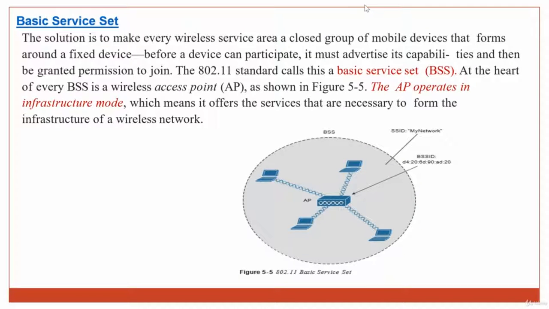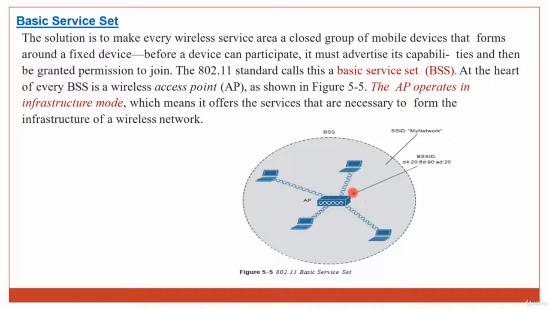So in the diagram, you can see that first of all, you have one circle, and that circle is the wireless area. Like in OSPF, you have area. At this point of time, just think that this is one of the areas, for example, area zero. Inside area zero, you have different endpoints and you have the AP.